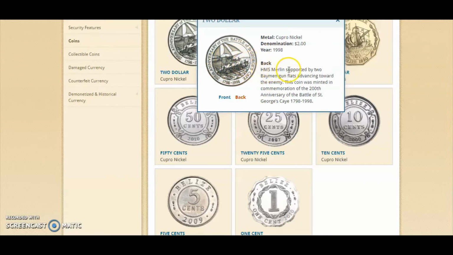The HMS Merlin, supported by 2 Bayman gun flats, advancing towards the enemy. So it's actually a depiction of the battle that happened, right? We no longer have the $2 coin. We just use the $2 bill. So keep watching the video.